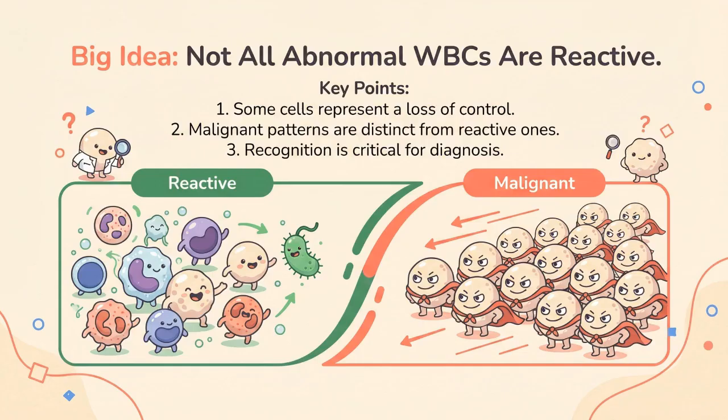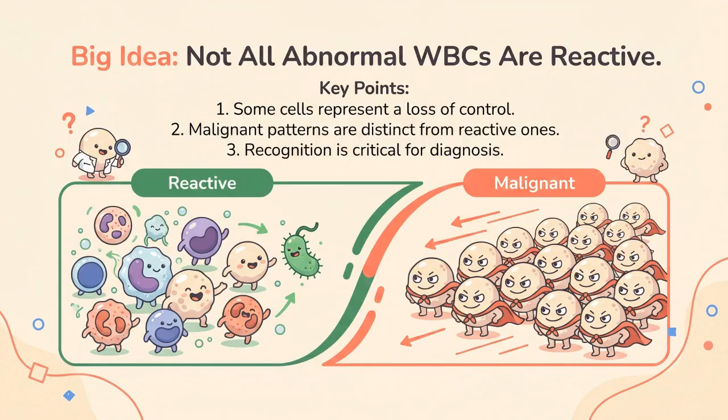In reactive conditions, the body produces an increased number of white blood cells, often with some atypical features. But these cells are still part of a coordinated effort to combat an infection or inflammation. Their morphology, though varied, typically shows a spectrum of maturation, indicating an orderly, albeit accelerated, production process. However, in malignant conditions like leukemia, the abnormal cells are not part of a beneficial response. Instead, they represent a clonal expansion of immature cells that have lost their ability to differentiate and mature properly. This uncontrolled proliferation disrupts normal hematopoiesis, leading to a host of clinical problems.